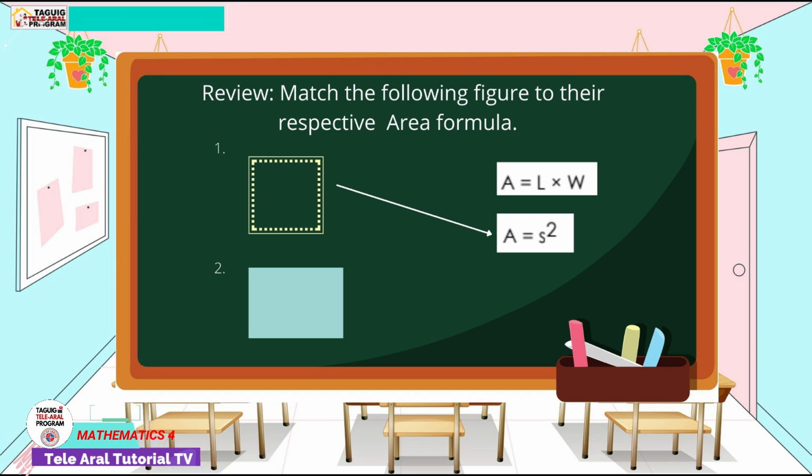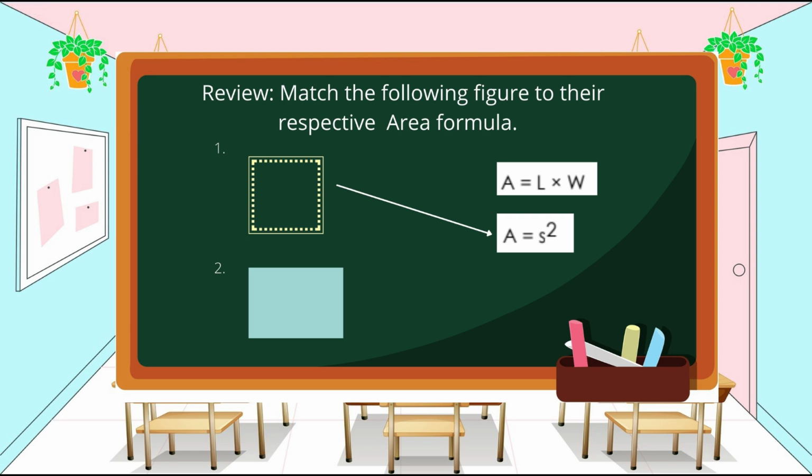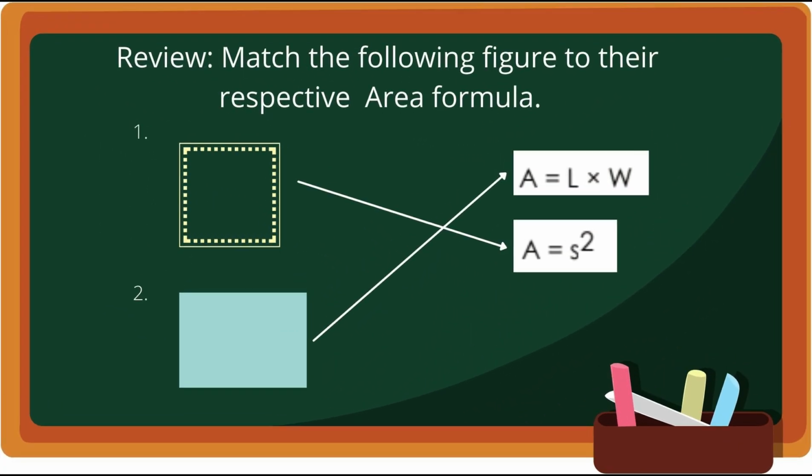How about in number 2? What is the given figure? Great! We have a rectangle. The formula to get the area of a rectangle is? Very good! It is area is equal to length times width.